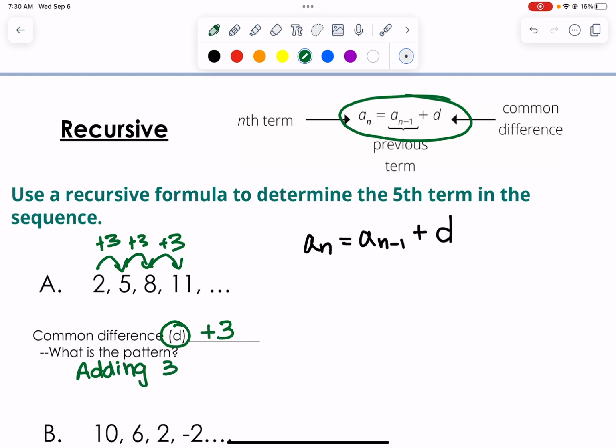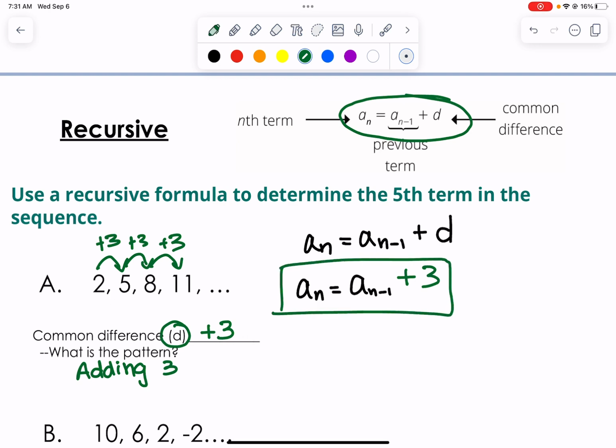So now we are just going to rewrite this formula to have the 3 in it. So all of this stays the same. We have AN equals AN minus 1 plus 3. This is your answer. That's your recursive formula.